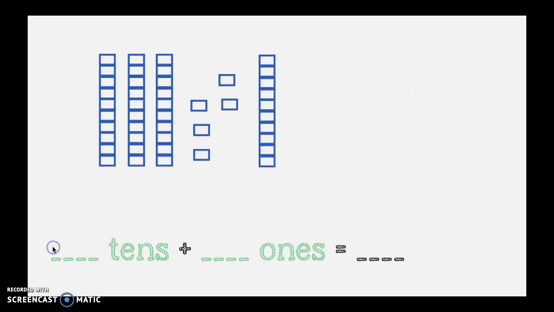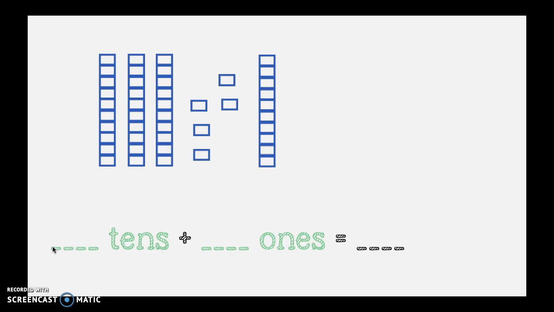Okay, friends, I'm going to have you write a number sentence, filling it in, and then finding the answer for the whole amount. Can you go ahead and press pause while you do that good work and then press play to check yourself? Okay, you wrote out a number sentence just like I did. Blank tens plus blank ones equals the answer.